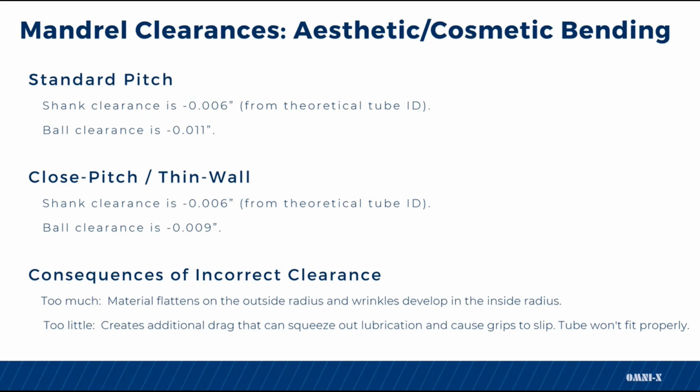Too much mandrel clearance can result in flattening along the outside radius and wrinkling along the inside radius of the bent tube. Too little mandrel clearance can create additional drag that can squeeze the lubrication out of the tube and cause the grips to slip. In extreme cases, too little clearance can result in a mandrel being too large to fit inside the ID of the tube.